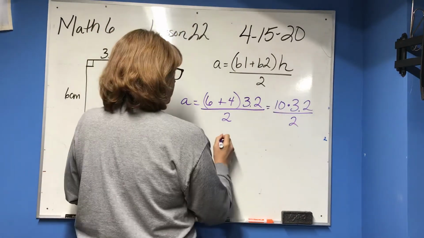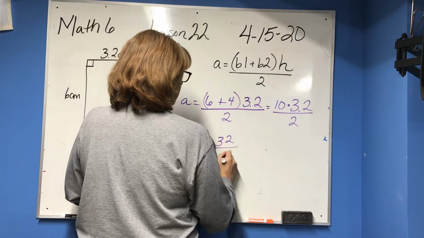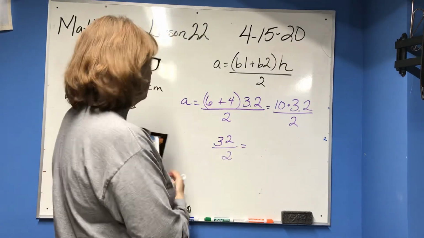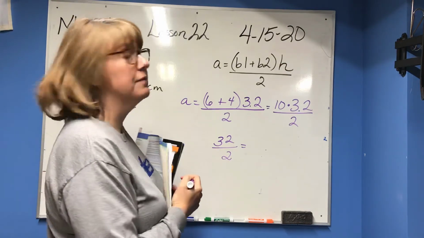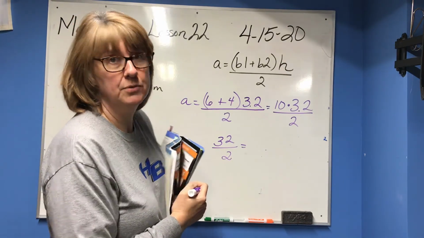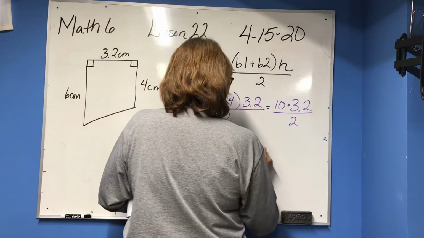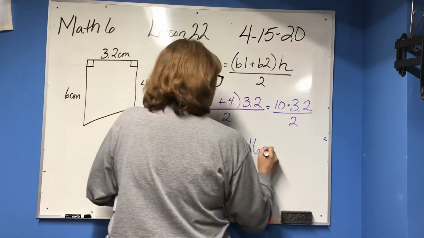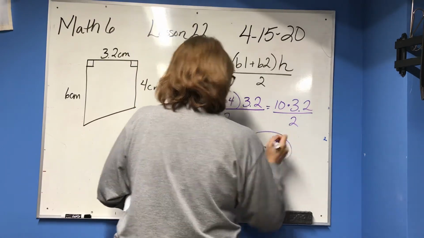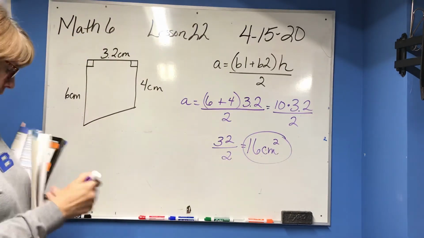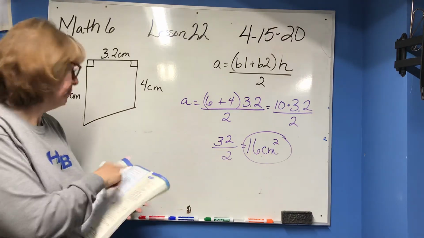So this is actually 32 divided by 2. Well, 30 divided by 2 is 15, and 2 divided by 2 is 1. So 15 plus 1, 16. So this is 16 centimeters squared. You got it. Okay, so that's the answer to number 14.